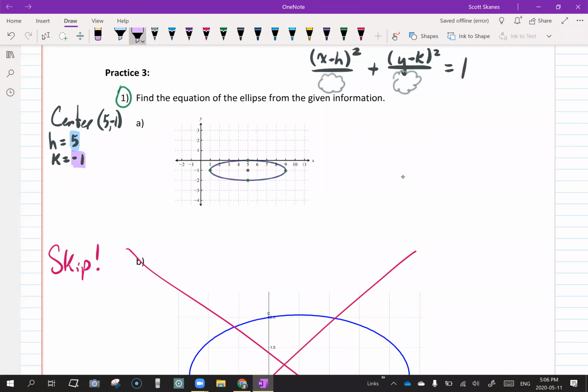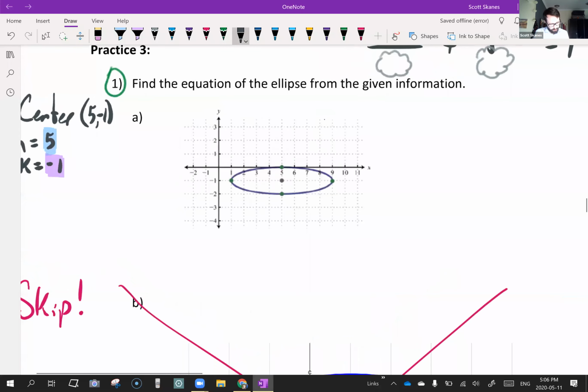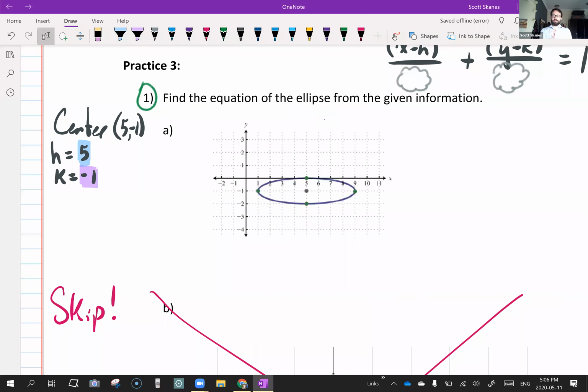Okay, so A. What is A? Can someone tell me what A needs to be? Let's just zoom in on this a little bit. A is the distance from the center to the major axis, or the vertex. What's A going to be? I know you can do it. I believe in you. 4. Thank you, Zara. 1, 2, 3, 4. A must be 4. I'll write that here.